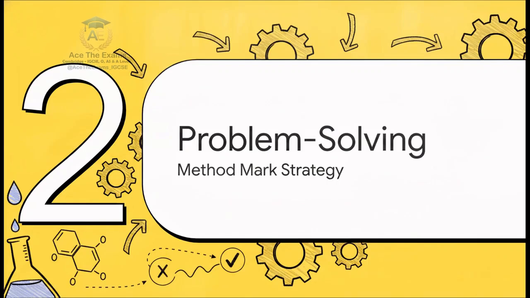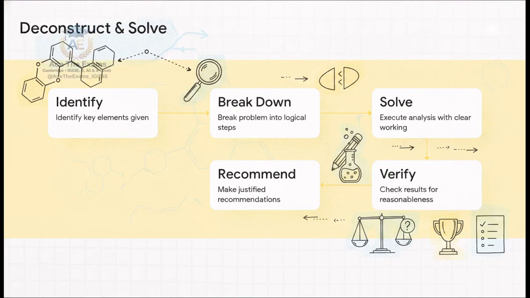I'm moving right along to Section 2, Systematic Problem-Solving Framework. The absolutely crucial point here is what we call the deconstruct, solve, and evaluate sequence. Seriously, whenever you face a really complex problem involving glycosidic bonds, you have to use this exact workflow to guarantee maximum marks. So, step 1, identify the key given information. Step 2, break the whole thing down into logical steps using your biology principles. Step 3, solve it systematically with super clear working. Step 4, you've got to check for reasonableness. Does your answer actually make sense? And finally, step 5, make justified recommendations based on what you found.